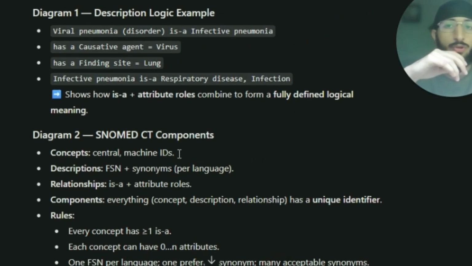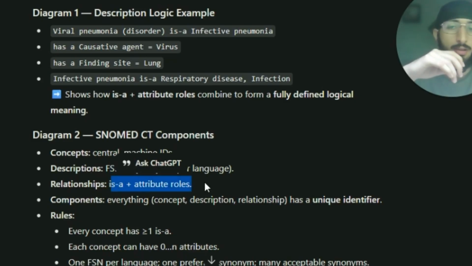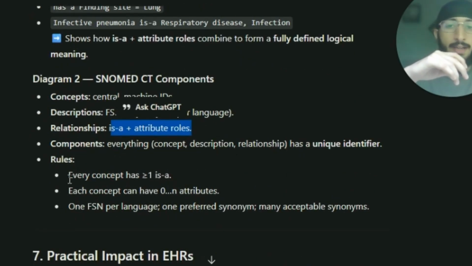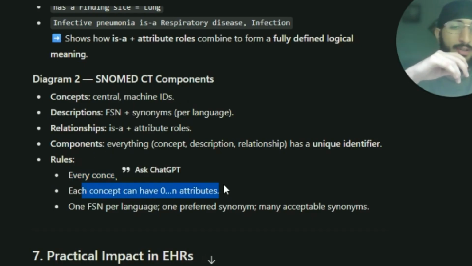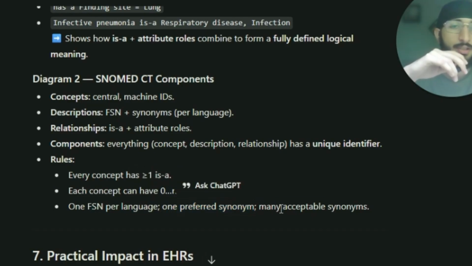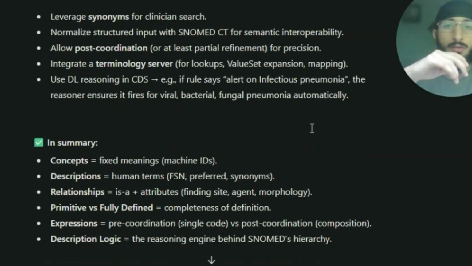So basically, SNOMED CT has concepts, which have central machine IDs; descriptions, FSN plus synonyms; and relationships, is-a and attribute type relationships. Every concept has greater than or equal to one is-a type relationship. Each concept can have 0 to n attributes, one FSN per language, one preferred synonym, and many acceptable synonyms. Now that's it.